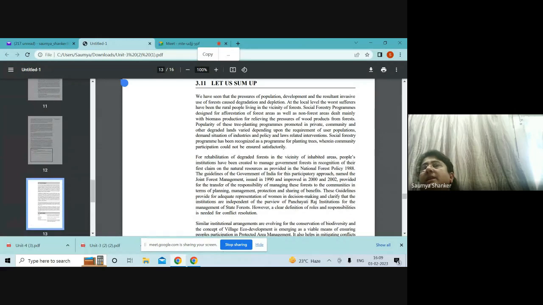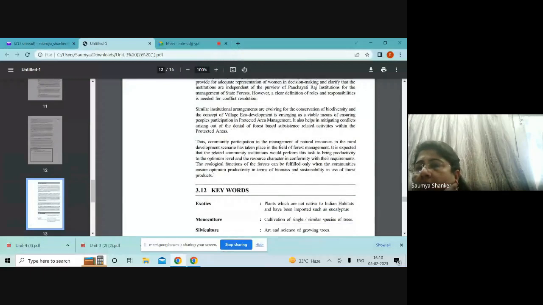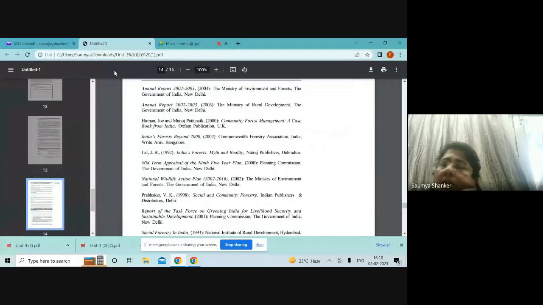Obviously, these people who are living in and around the forest, the villagers, have their first claim on the products of the forest and the natural resources that are there. And that is why it is important, and the onus and responsibility has been very well felt by them. They understand the need for its protection, and that is why the villagers and people have come together to take up activities towards the conservation of the biodiversity in the forest and its environment. So this is what this unit is all about.